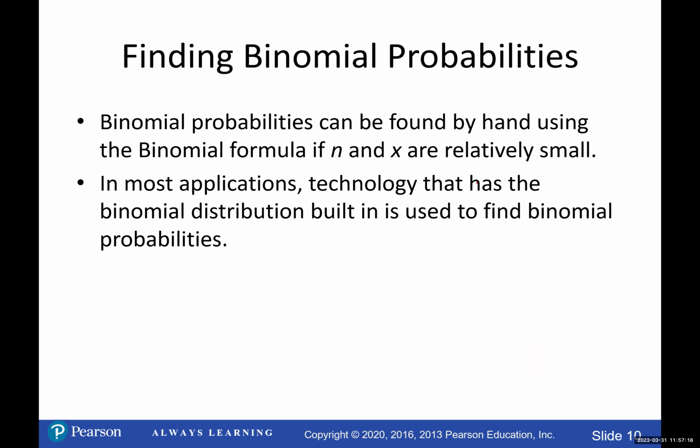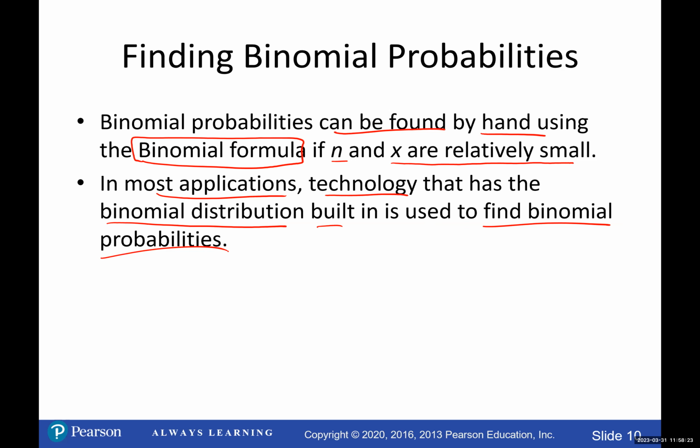Now we're going to move to the next slide. We're finding binomial probability. Binomial probability can be found by hand using the binomial formula, which I'll show you later, if n and x are relatively small, right? I mean by hand, if the number of trials and how many successes you want are small, then you can do it by hand. If it's a big number, I don't think doing it by hand is a good idea. So in most applications we use technology that has the binomial distribution built in to find binomial probability.